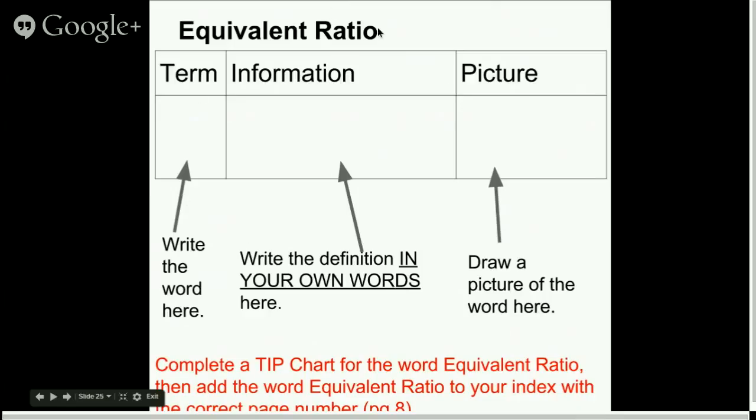Oops, that's supposed to say exponent. Sorry. Write exponent here. Write the definition of exponent, not equivalent ratio. Exponent in your own words, and then draw a picture if you can here. Go ahead and pause it.